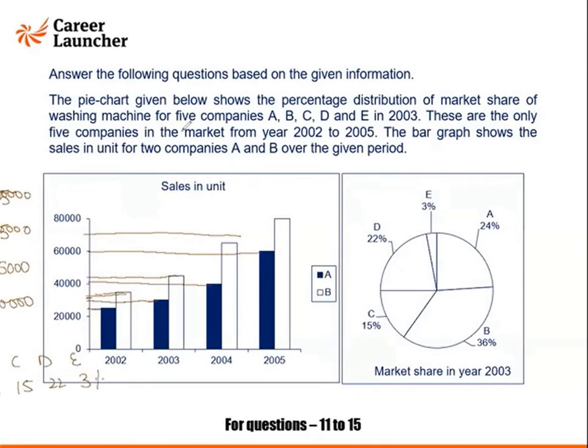And let's read the graph also. It says the pie chart given below shows the percentage distribution of market share of washing machines of 5 companies A, B, C, D, E in 2003. So this is the share in 2003, and these are the only 5 companies in the market from 2002 to 2005. The bar graph shows the sales in units for 2 companies, A and B, over the given period. So this is the information we have. Let's read the questions now.